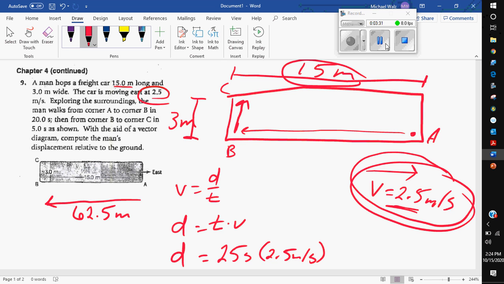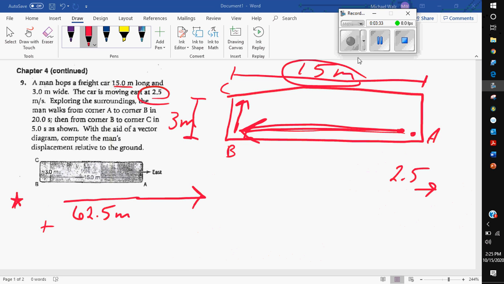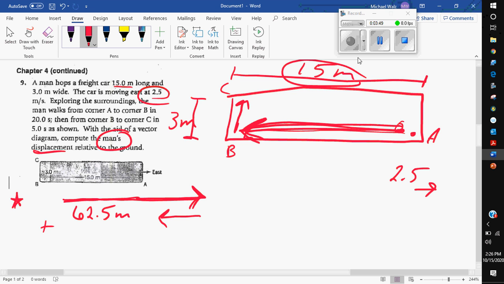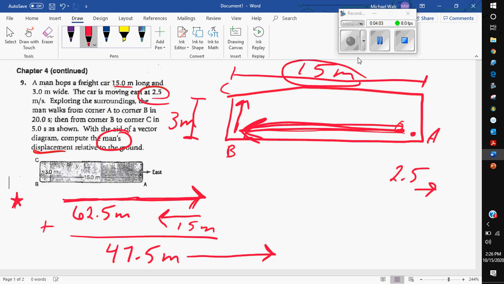But there's more to this story. The displacement of the train is 62.5 meters in the east direction, but at the same time, the man is walking towards the west in the opposite direction. Because it's talking about the man's displacement relative to the ground, you have to take that 50 meters away, and you get this answer of 47.5 meters. So the man is 47.5 meters in the x direction.